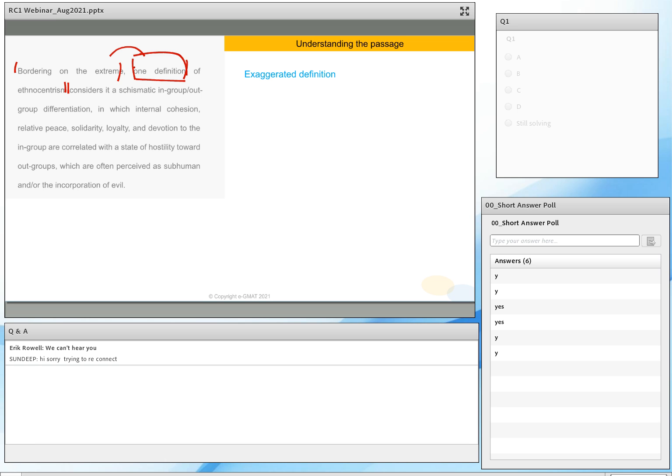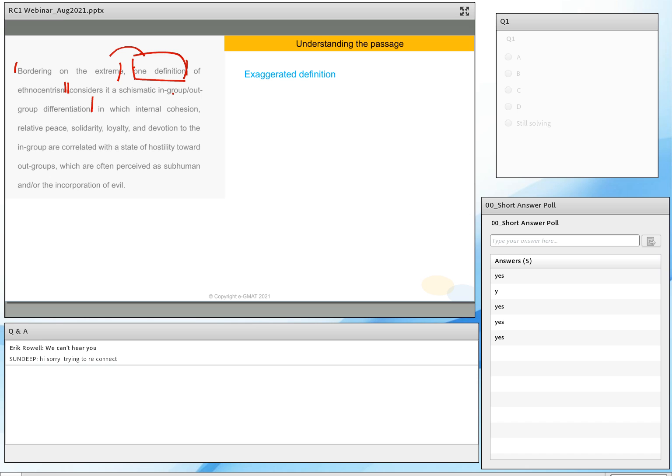Now let's move on. One definition of EC, ethnocentrism, let's just call it EC for short. One definition of EC considers it a schismatic in-group, out-group differentiation. Let's hold on, it's complicated. Let's hold on right here. I do not know the meaning of the word schismatic. Some of you may know, some of you may not know. But what I'm going to tell you is it doesn't matter. Can I still say that, hey, this is talking about some kind of a difference between something called an in-group and something called an out-group? That much we can say, right? So this one definition of EC, it believes that it is some kind of a difference between in-group and out-group. That much we can say, even without understanding schismatic.